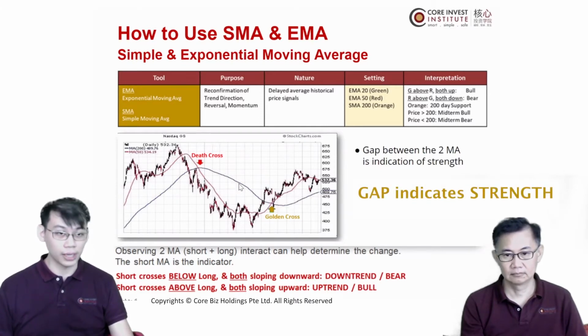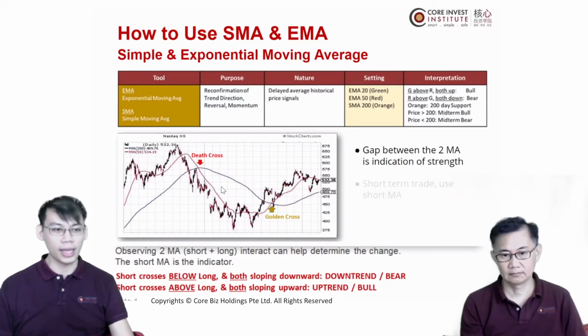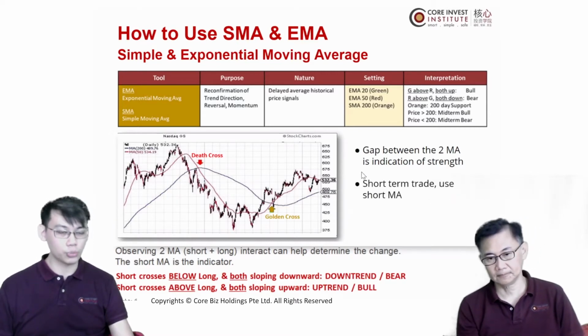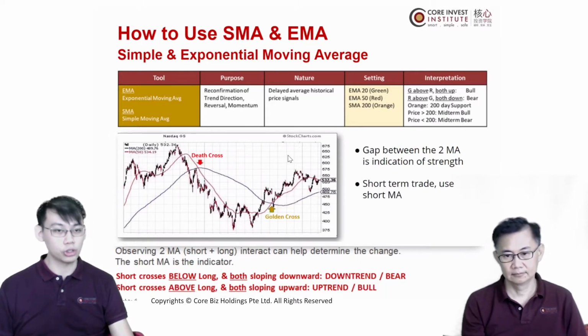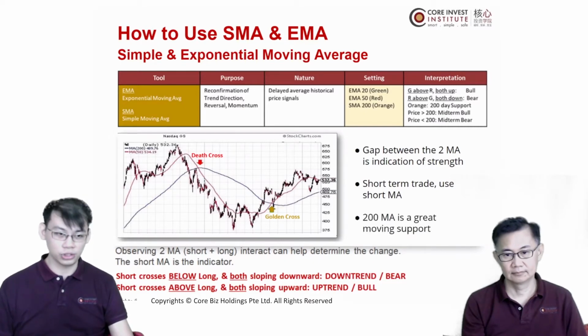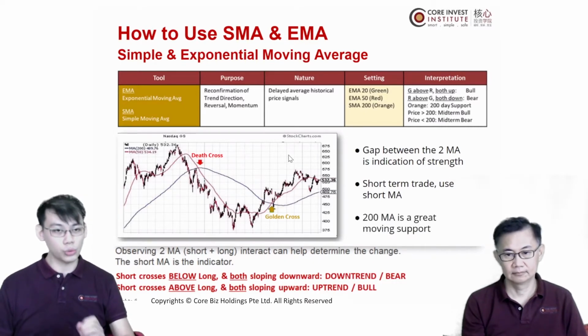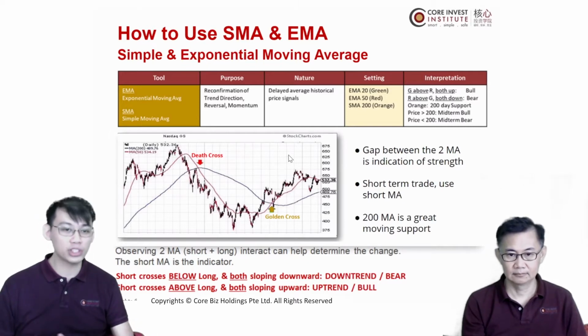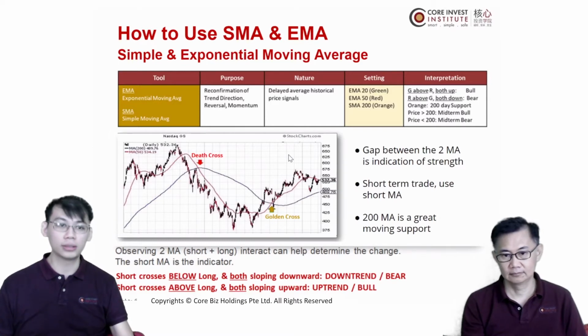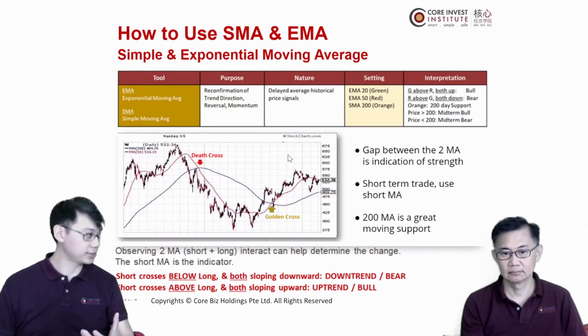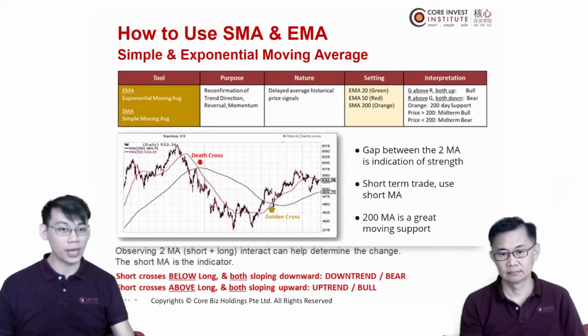Additional information: if the gap is getting bigger, it indicates the strength of that trend. The bigger the gap, the stronger the bear. The smaller the gap means that there is a chance of reversal. When we look at moving averages, we are looking at short term trades, so we look at the short term moving average. The 200 MA will be a strong moving support, because you are calculating the last 200 days, so it's going to be very slow. When it's slow, it has a stronger support, and when price touches the 200, it shows us a greater understanding of how the market price will move.